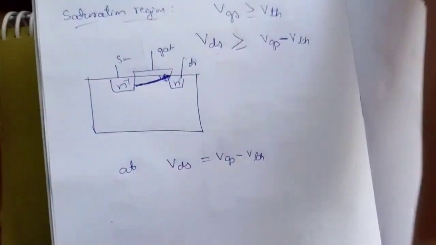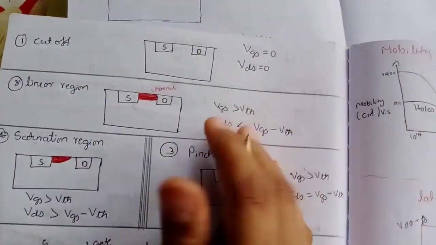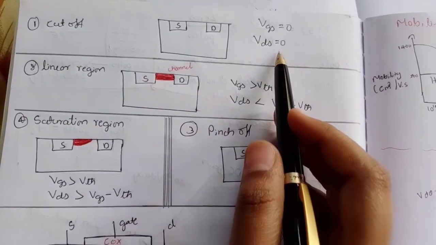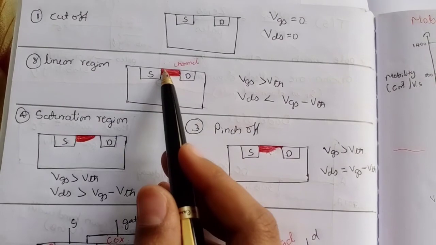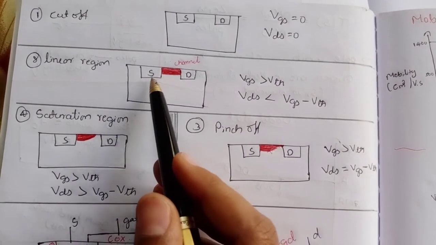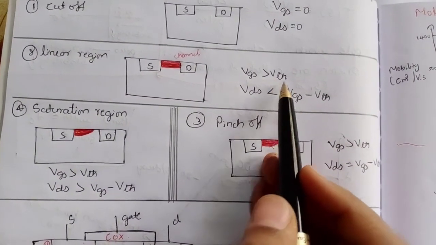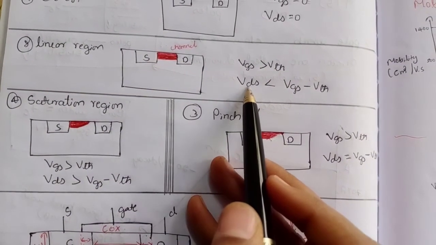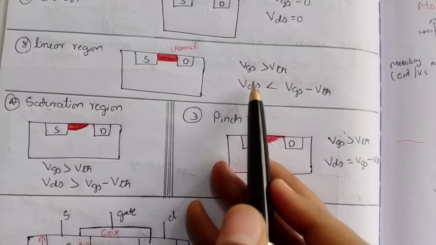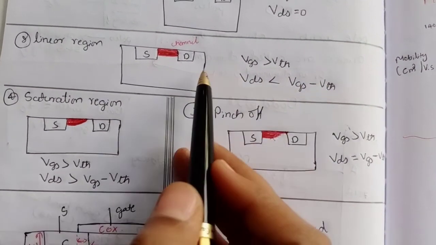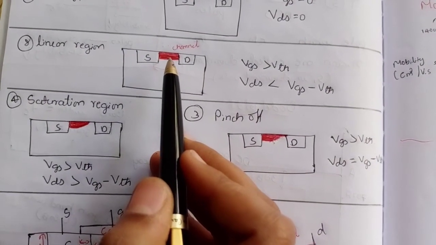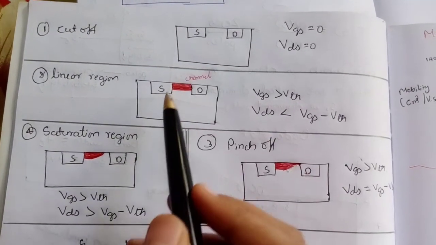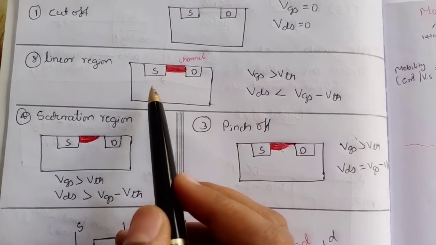Now let's summarize. In the cutoff region, VGS is equal to 0 and VDS is equal to 0. In the linear region, the channel is formed. The red color shows the channel. In the linear region, VGS is greater than VTH, so the MOSFET is on and current starts to flow from source to drain after the application of VDS. This VDS value is less than VGS minus VTH. In this condition, the MOSFET acts like a resistor. In the cutoff region, the MOSFET acts like a switch. In the linear region, the MOSFET acts like a resistor.